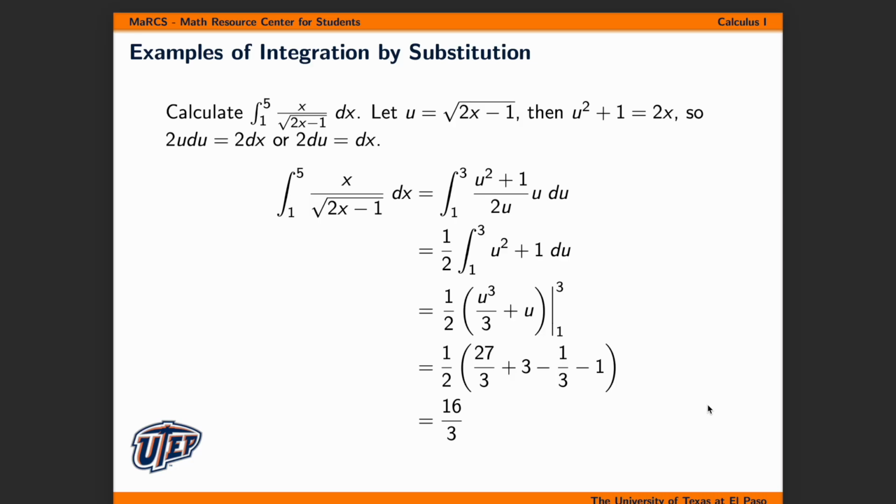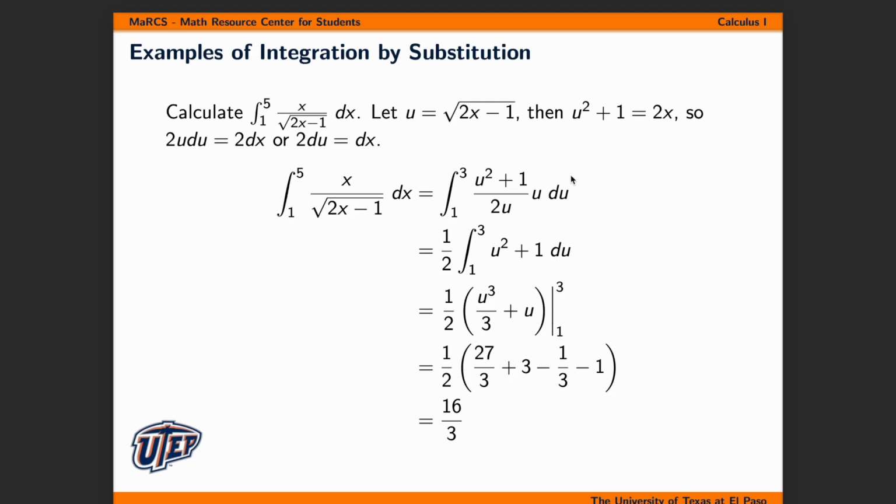Now we are integrating x divided by the square root of 2x minus 1 with respect to x, and we are evaluating at the limits 1 and 5. So we will let u be equal to the square root of 2x minus 1. So then, isolating the 2x, we can square both sides. So now we will have u squared is equal to 2x minus 1, and then we can move over the 1. So now we'll have u squared plus 1 is equal to 2x. So then 2 times u du will be equal to 2 dx, or u du is equal to dx.